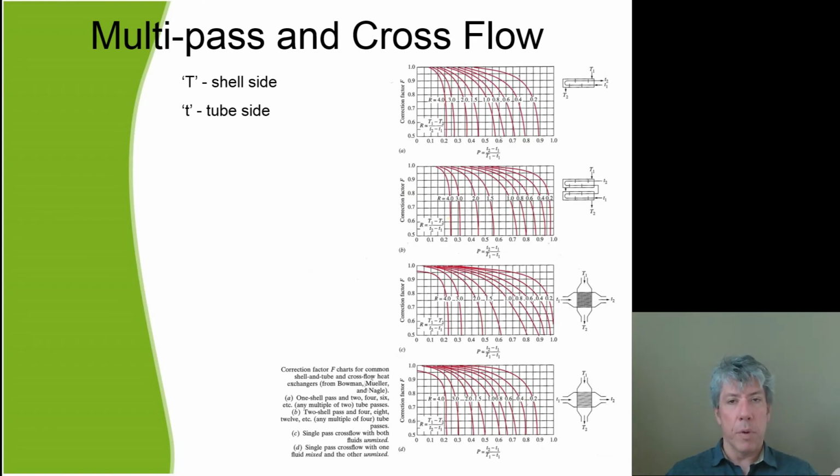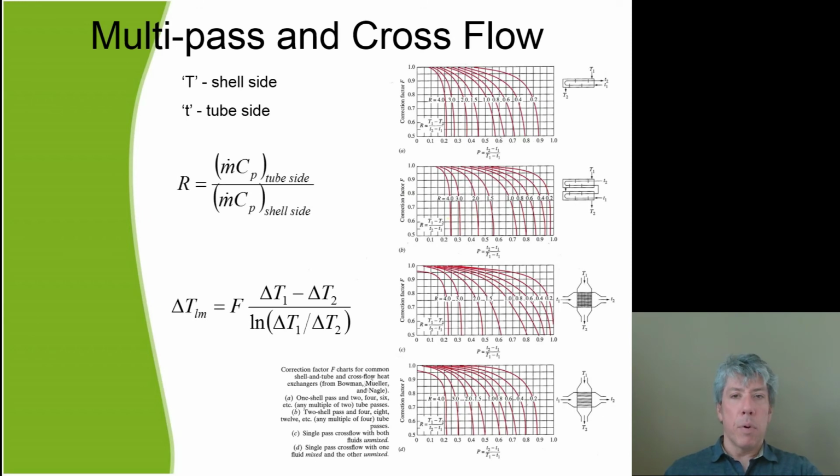I'll work an example for you so you can see how this works, but basically the parameter P tells you where you're at on the x-axis and the parameter R tells you which curve to read off. You intersect those two to a point and go over to the left to read the correction factor F. So then, instead of just using the log mean temperature difference itself, you multiply it by the correction factor and then plug that into the equation.